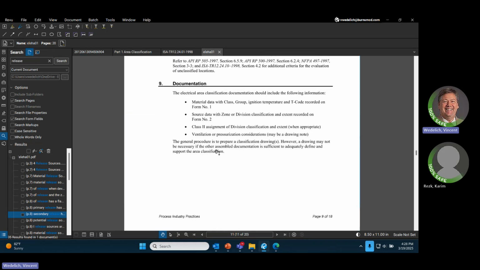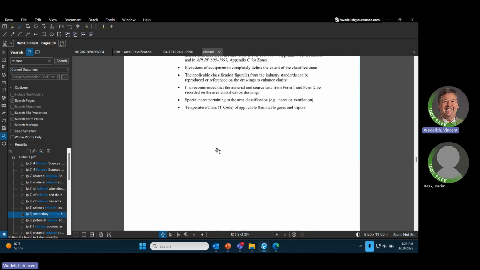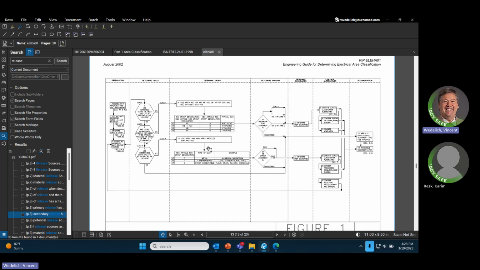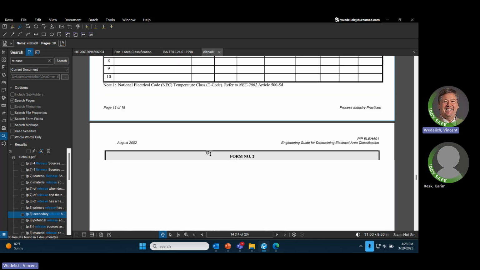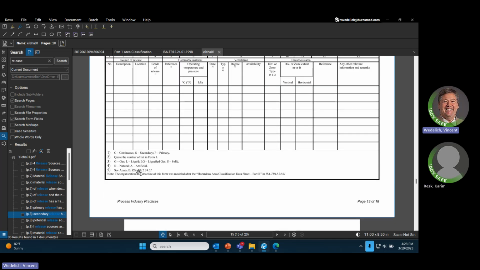Gas detection, undocumented locations. Let's keep looking. This is that flow chart, which I like. And then here, that's what we're missing right there. One is continuous, secondary, or primary. If it's continuous or secondary, we know it's div one. If it's primary, it's div two.